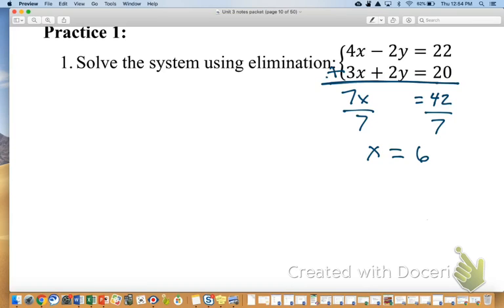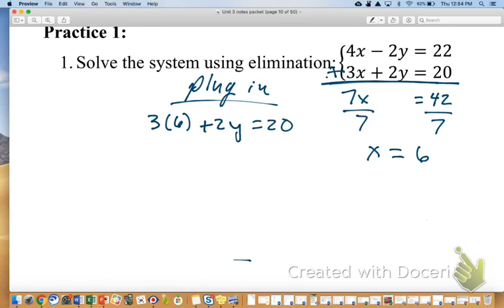So once I get that first answer, to get the y that goes with that x, I'm going to plug back in. I can choose either one of them. It doesn't matter. I think I'll just choose the second one. So I would write 3 times 6, because I know that x is 6, plus 2y equals 20. So I'm just taking that 6 and I'm plugging it back into my system. And now I'm going to try to solve. What would you guys suggest be my first step?